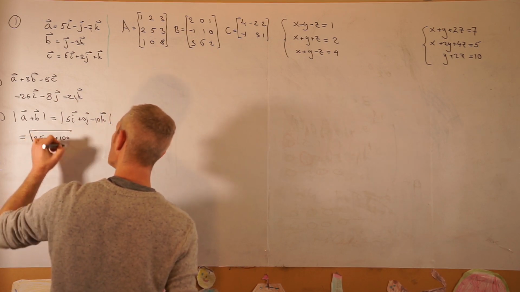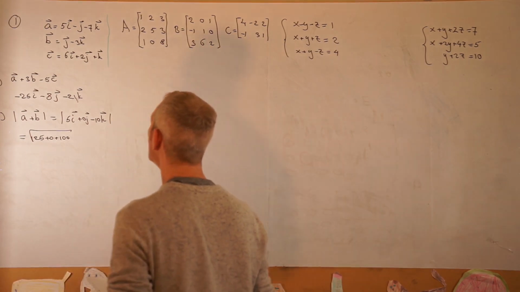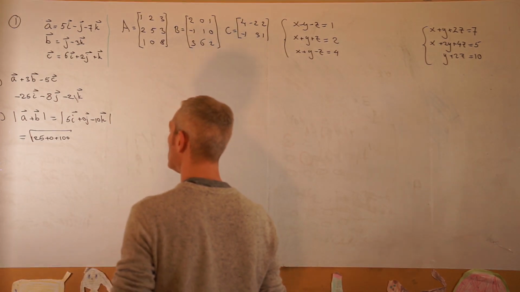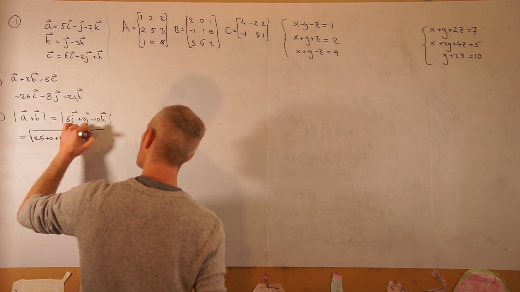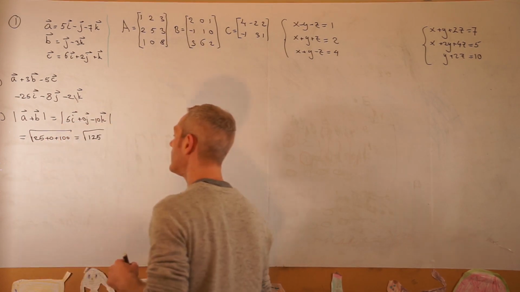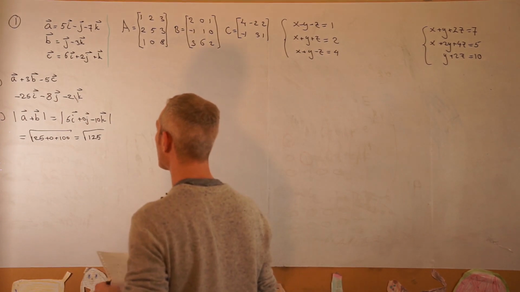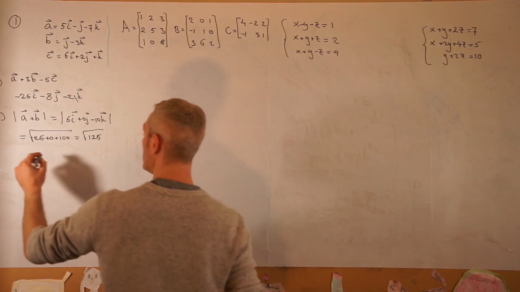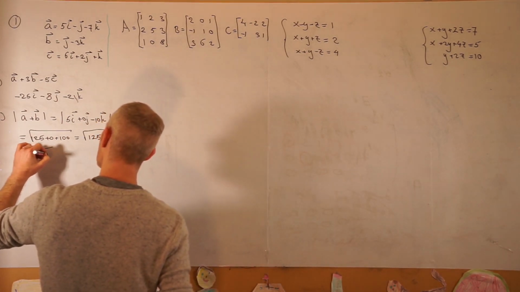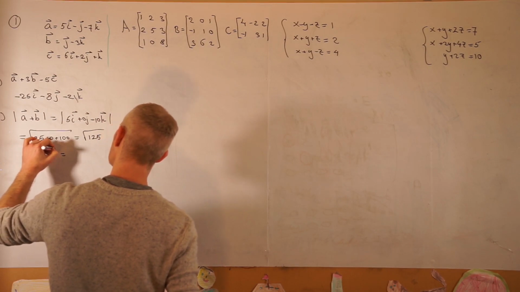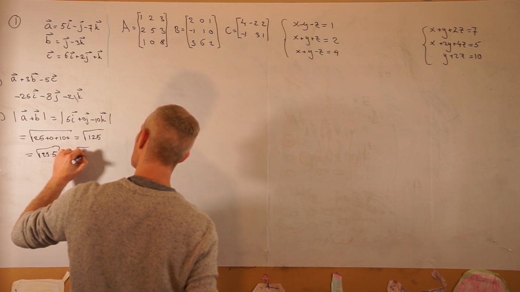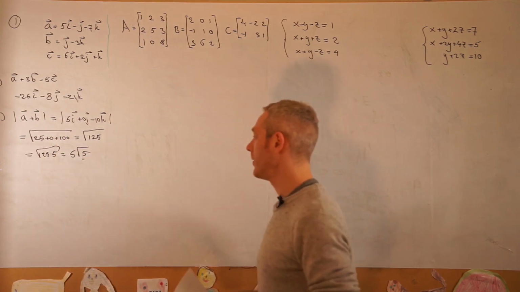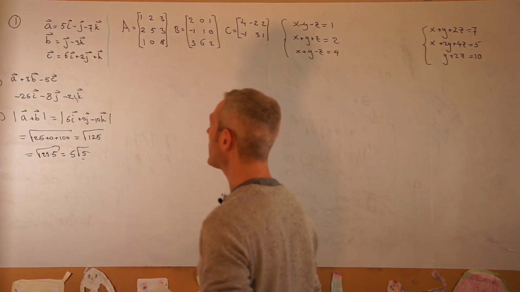plus 100, is the square root of 125, which is equal to square root of 25 times 5, so that is 5 times the square root of 5. So that makes it slightly better to read.